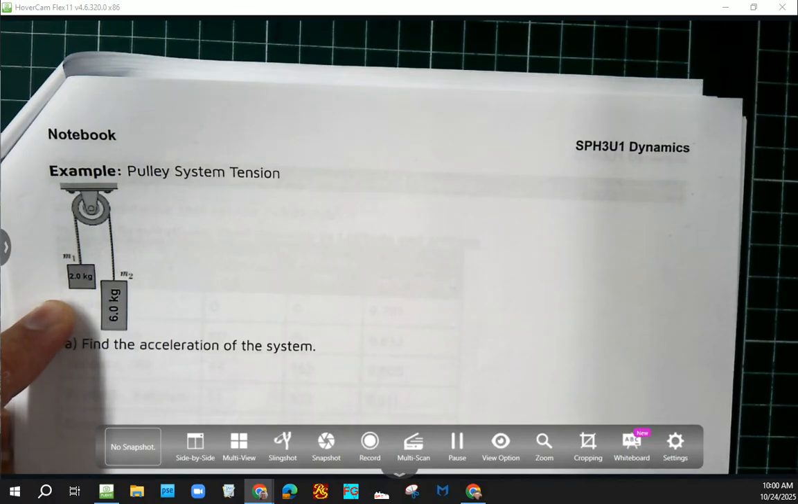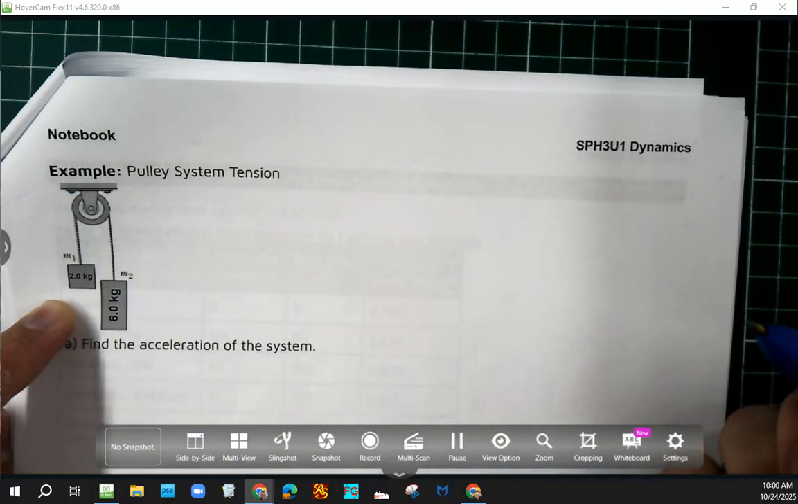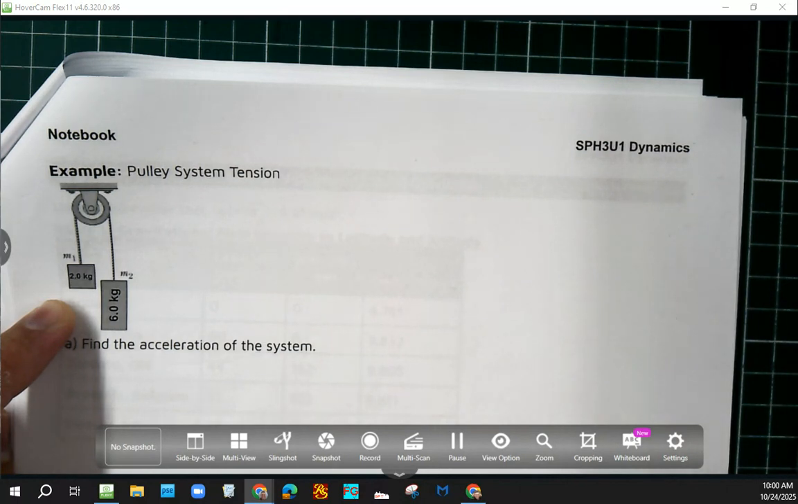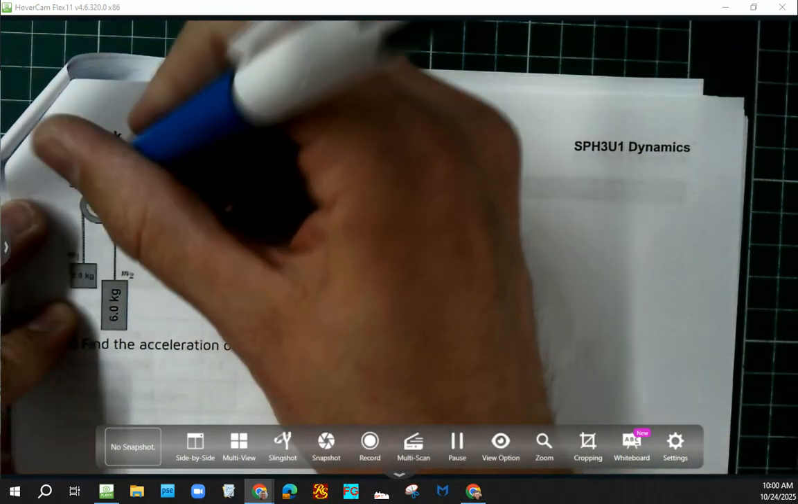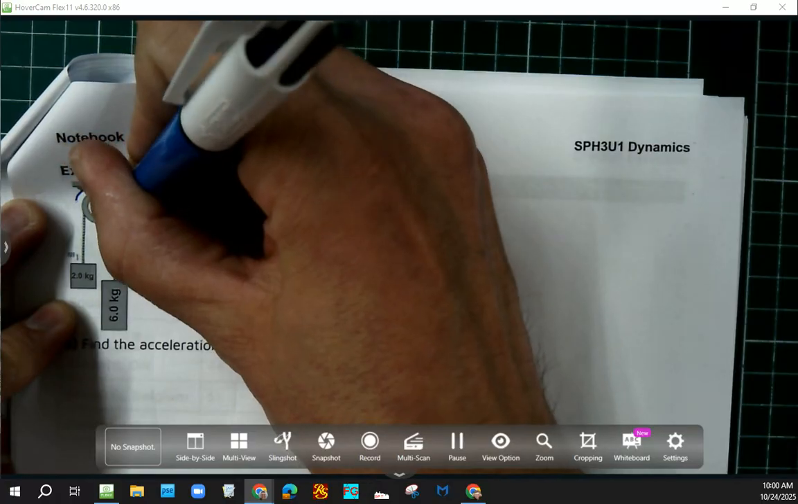How many people say left? How many people say right? Going to go right. Why is it going to go right? What's the logic? Yeah, the heavier weight's on the right. That makes sense. So what we're going to end up having is a system that goes this way.